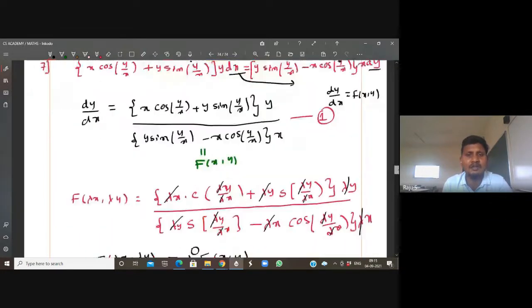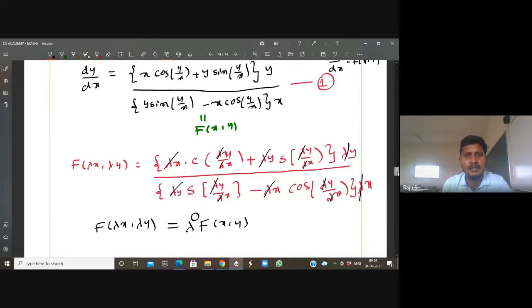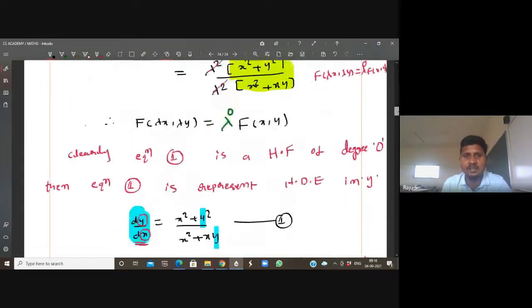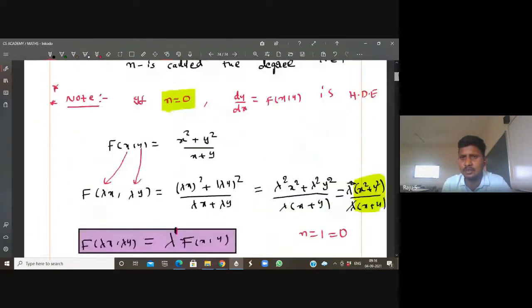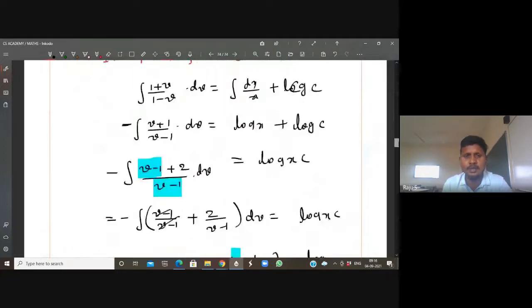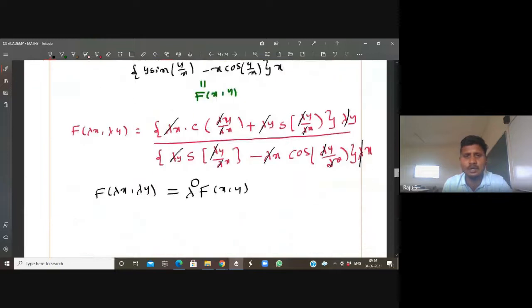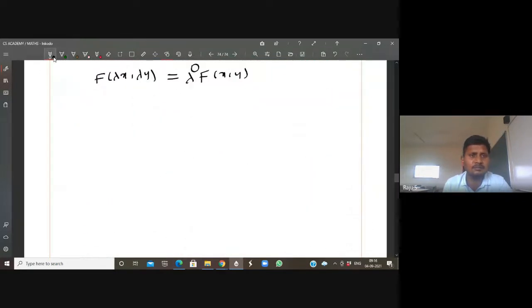Clearly, what we can conclude here is that equation 1 is a homogeneous function of degree 0, so equation 1 is a homogeneous differential equation. I'll post these notes in your classroom. If you have any doubts, you can go through the steps. So I'm going to do it directly now. Now I'm going to take equation 1.